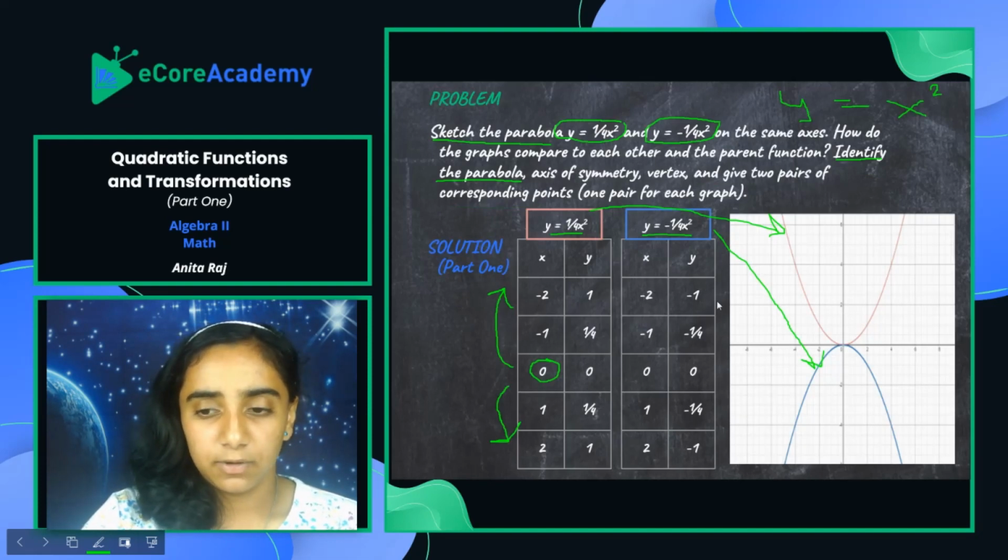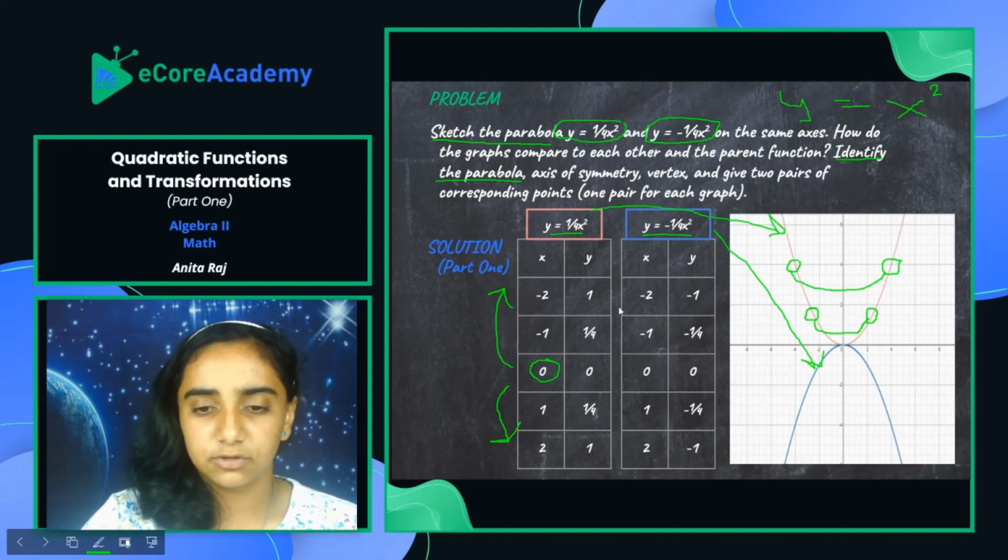So corresponding points would be points that are pretty much at the same height, or similar horizontally. So if you see negative 2, 1 is right here, and then you have 2, 1, which is right here. So these share the same y value, but they're different x values. They correspond to one another in that regard, and they're both part of the same graph. So that's what we mean by corresponding points.